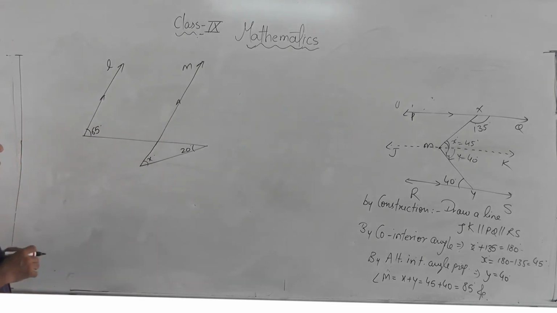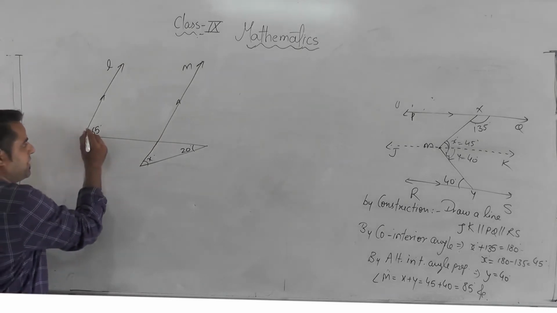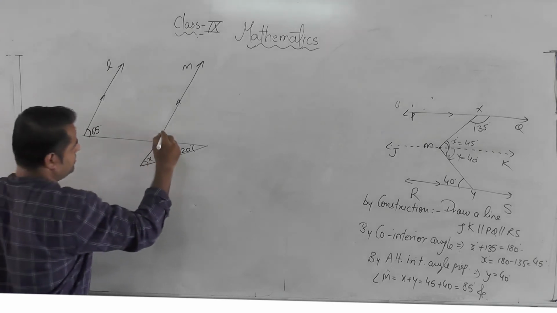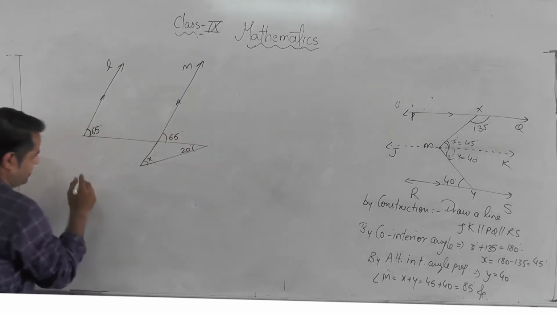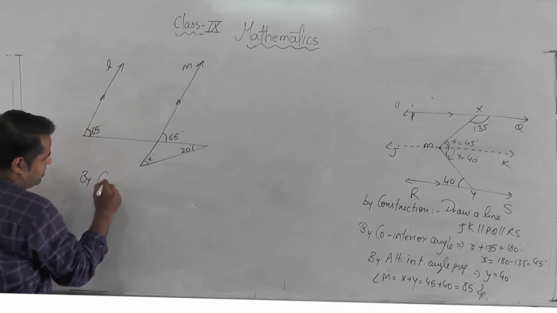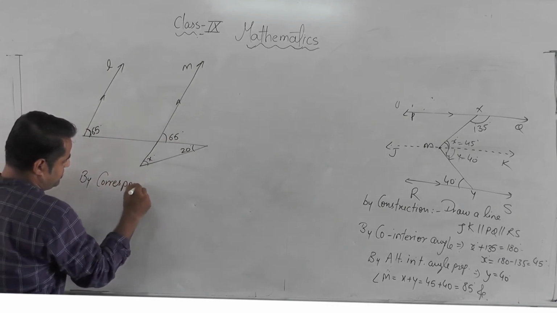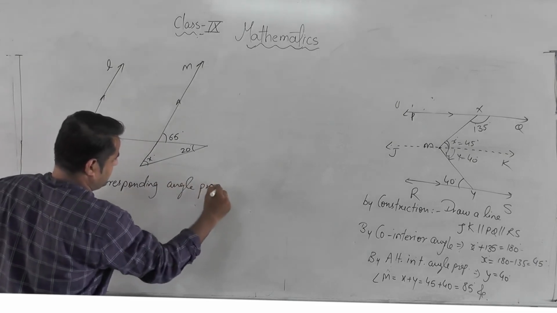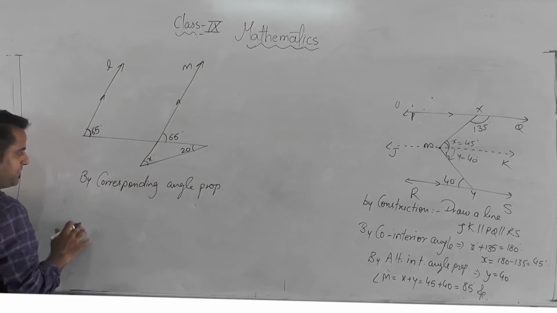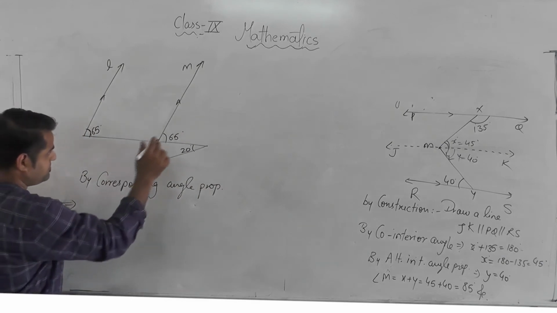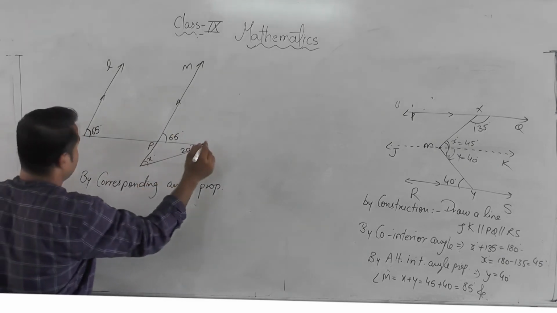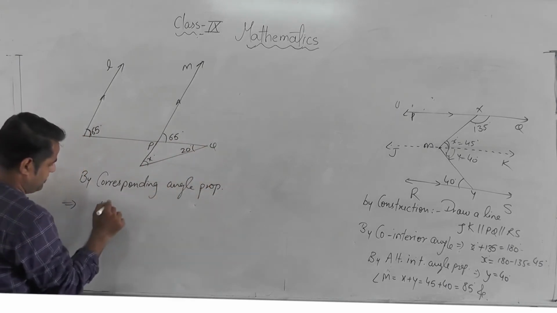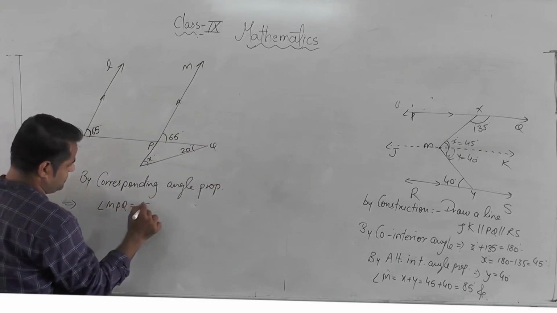First, you will see this is 65. So I can draw 65 here also by the corresponding angle property. By the corresponding angle property, this angle comes to 65. This angle I am naming MPQ. So angle MPQ is equal to 65.